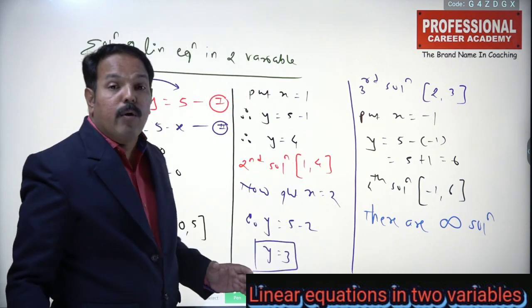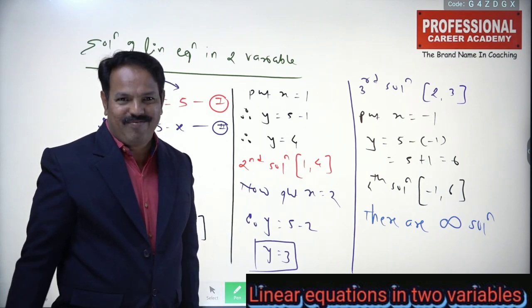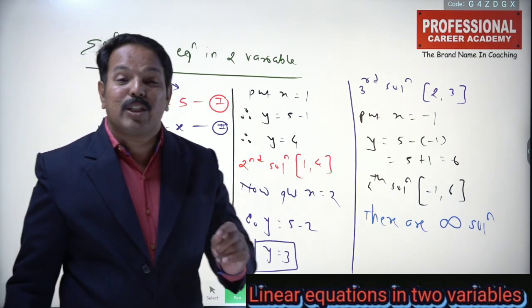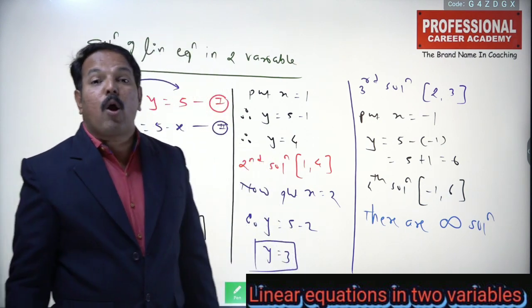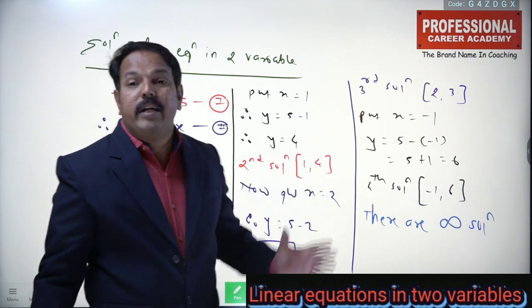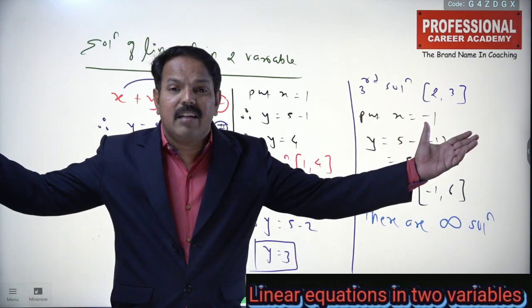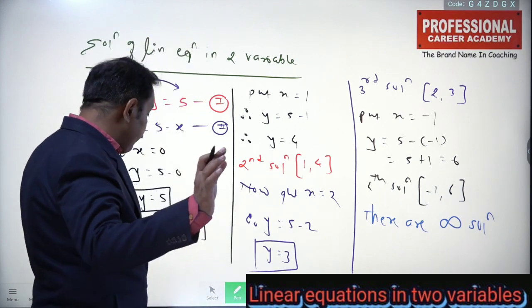Then the question may arise in your mind, why is it called a linear equation? What is the reason why it is called so? The reason is that if we plot the graph among all these points, then you will get a straight line. The graph will be a straight line, and that is the reason why it is called a linear equation.